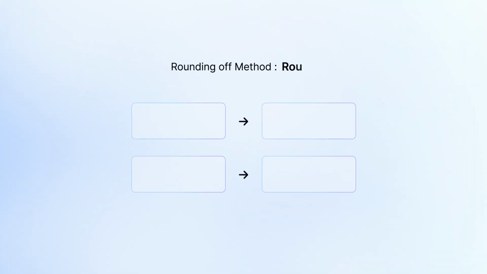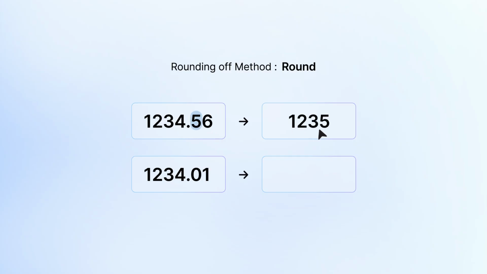Now, round shows the nearest value based on the next digit. For example, if the next digit is 5 or more, the number rounds up. If the digit is less than 5, the number stays the same. Then, Ceil always rounds the value up to the next whole number, even if the decimal part is very small. Then, floor always rounds the number down to the nearest whole number, regardless of the decimal value.